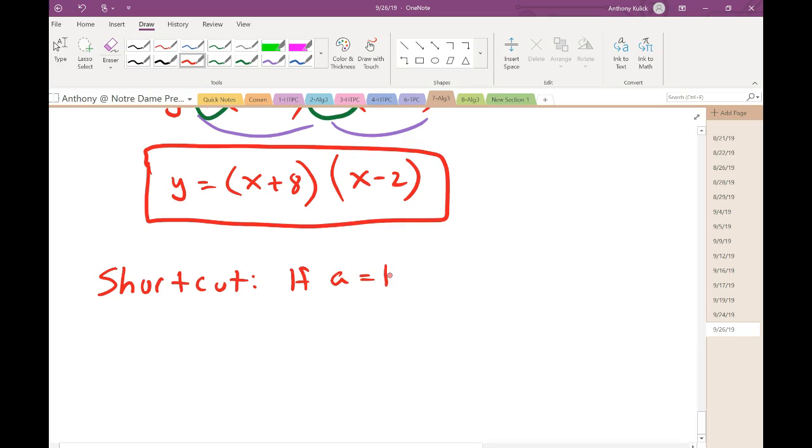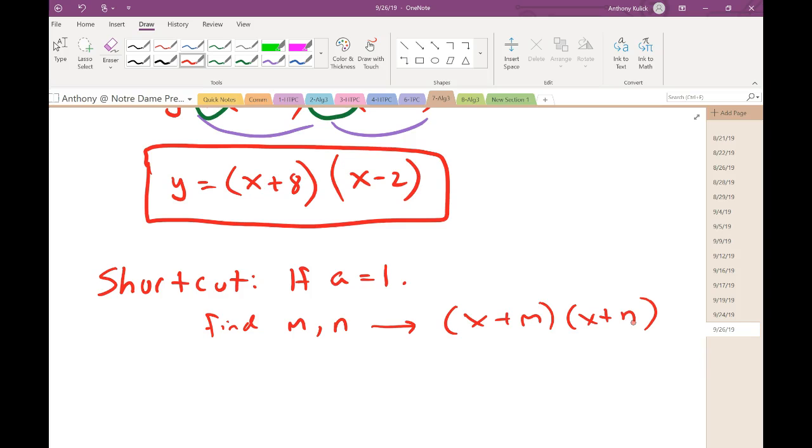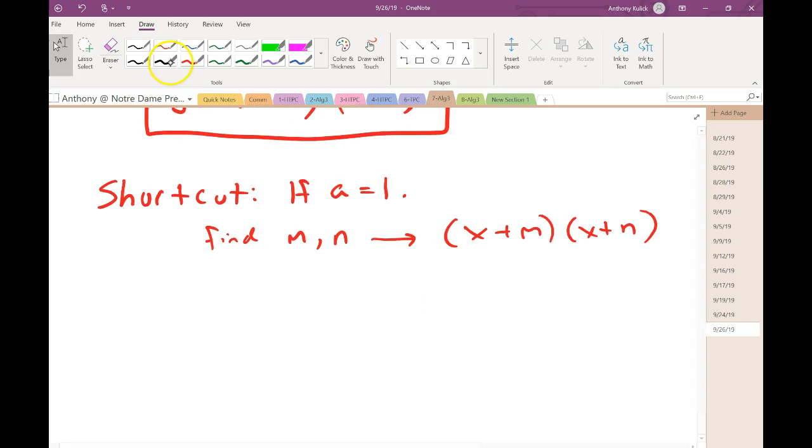Okay. I know. It seems like you just showed me the long way, and now you're showing me the short way. I know. I'm just trying to explain to you the reasoning, though. So, if the leading coefficient is 1, and we can find our two numbers, m and n, we can go straight to our answer, x plus m times x plus n. Let's just see some examples of doing this.